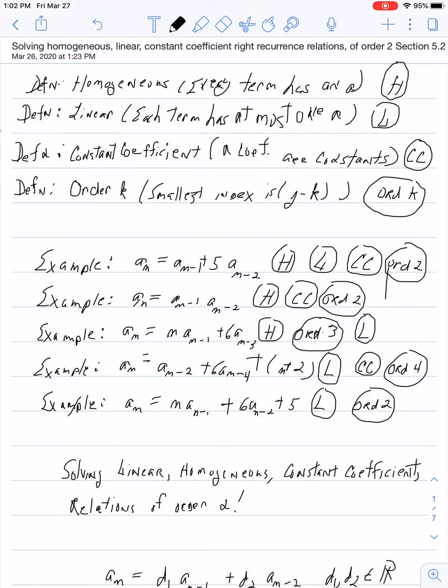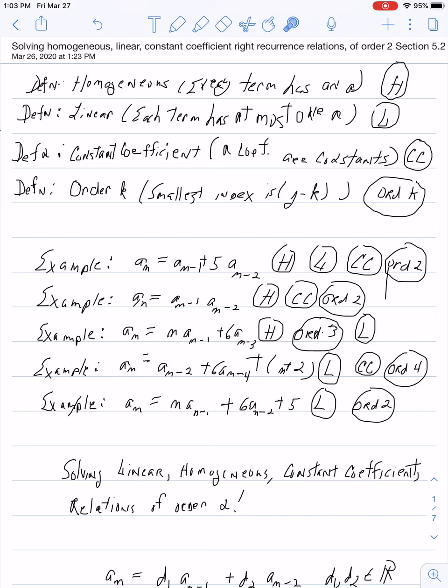So today we're going to look at various recurrence relations. We start out with a few definitions. Our first definition is a recurrence relation is said to be homogeneous in case every term has an A in it. Now, what I mean by term, every recurrence relation is a sum of things and each part in the sum is a term. So homogeneous means every term has an A in it.